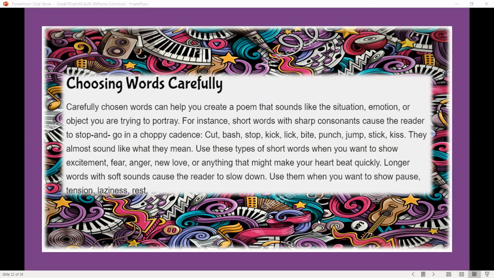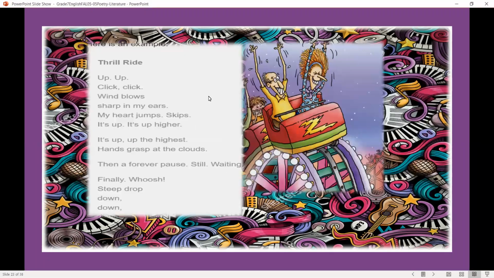Now, if you want to slow the read down, then you use words with longer sounds or longer words with soft sounds. I'm actually going to give you a few examples. There we go. There's an example for you. Roll right. Up, pick, pick. Wind blows sharp in my ears. My heart jumps, skips. It's up higher. It's up highest. Hands grasp at the clouds. In a forever pause. Still waiting. Finally, whoosh. Steep up, down, down.